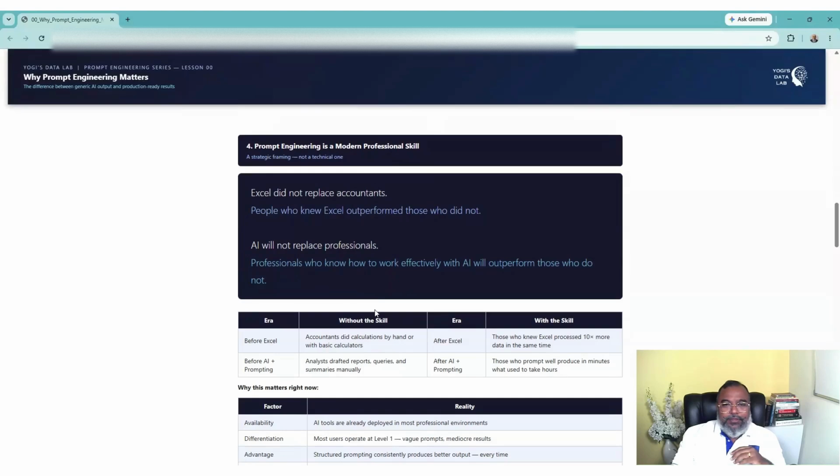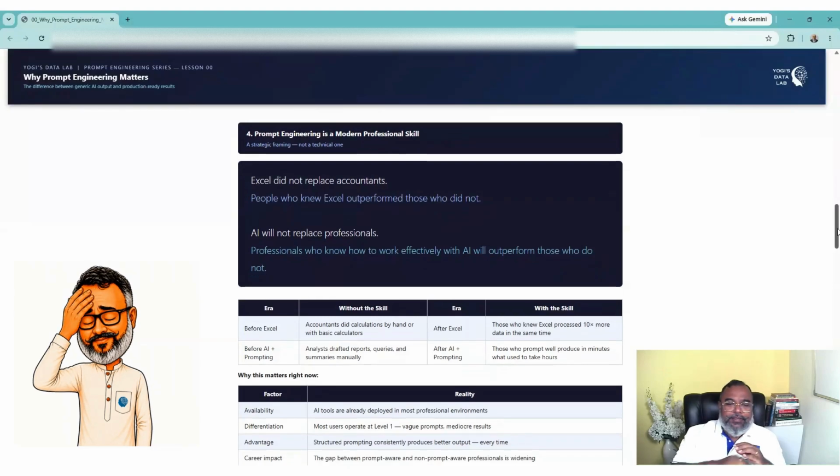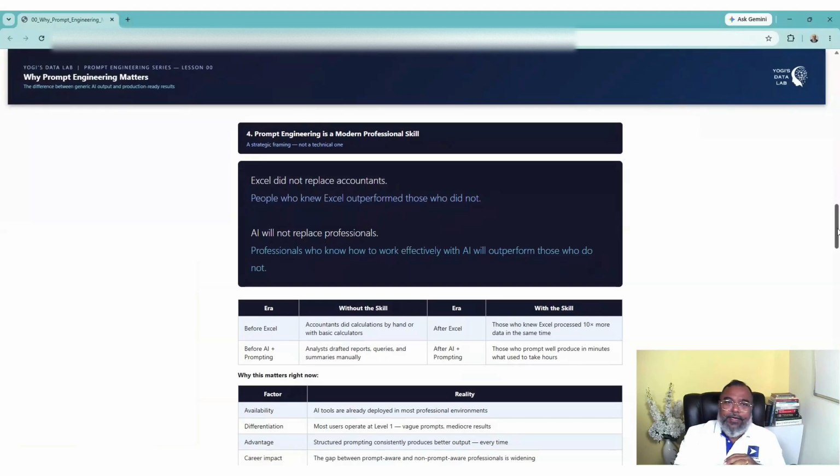Now, let's try to see this. One common myth which people have had recently is: is AI taking up jobs? Is it really necessary for me to learn? These have been common questions. So, take an example: when Excel came into the market, it did not replace the accountants, right? It's just that people who knew Excel outperformed those who did not, because they could do it much faster as compared to people who used to do it the traditional way, using calculators. Right? It just sped up the process.